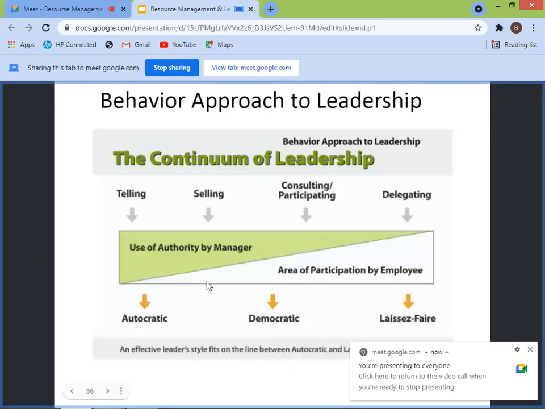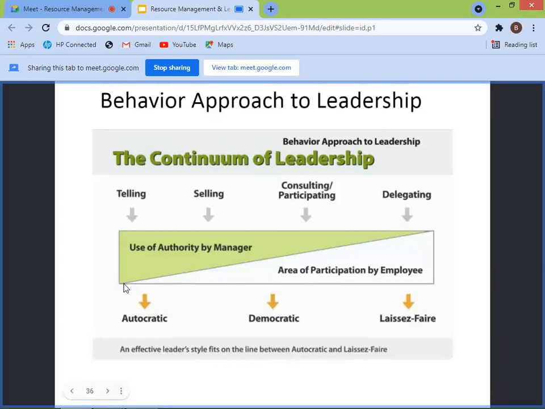And the area of participation by the employee is less. Here, nothing. He will just follow whatever the leadership or the manager tells him to do. No question asked. You don't do problem solving. You don't do decision making. You just follow whatever he tells you to do. That's telling.